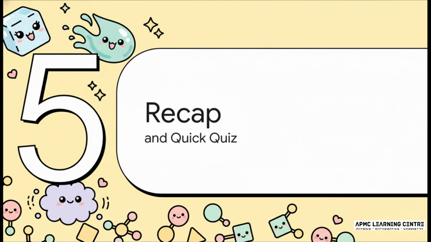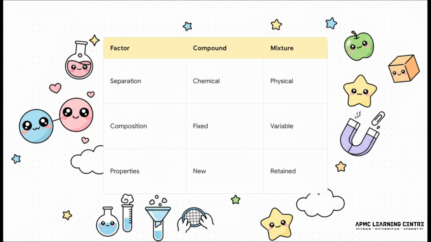All right, we have now covered the 3 fundamental ways we classify matter. So let's do a really quick recap, and then we'll test your new knowledge with a couple of quiz questions. This slide is your cheat sheet. It puts the 2 trickiest categories, compounds and mixtures, right next to each other. If you can just remember these 3 key differences, you'll be golden. First, how do you separate them? Second, is their composition fixed or does it vary? And third, do they have totally new properties or do they keep their old ones?